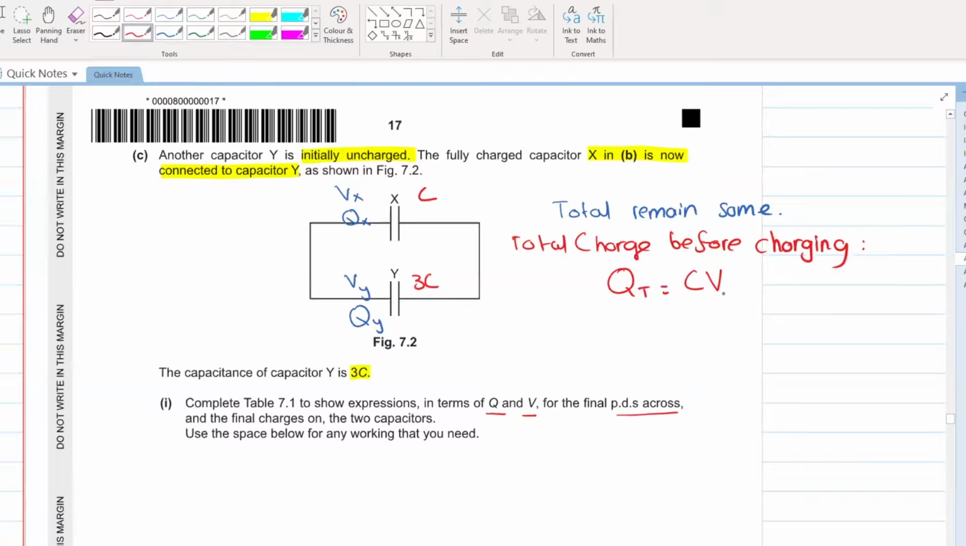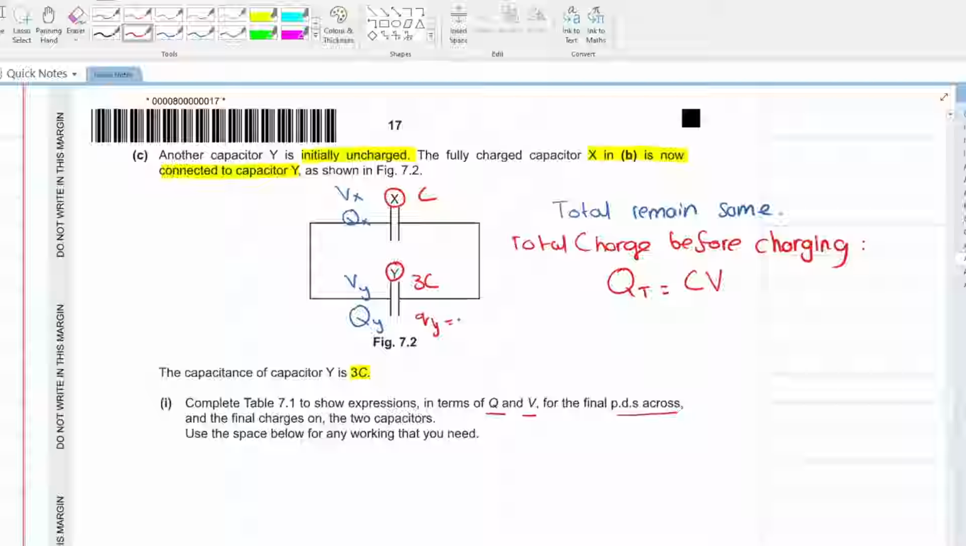Total charge before charging was CV. How do you know that, sir? Because before charging, only capacitor X had the charge. Capacitor Y was uncharged. Before charging, only capacitor X had the total charge, which can be calculated using Q equals CV. Capacitor Y had no charge; it had a charge of 0. Perfect.